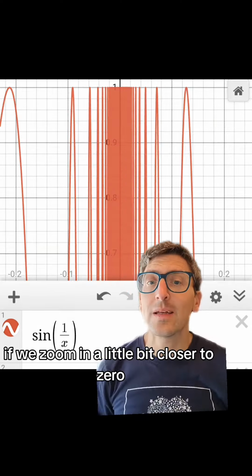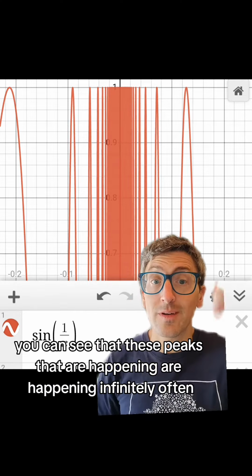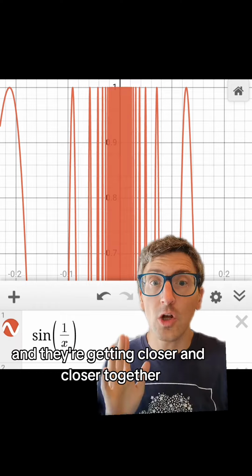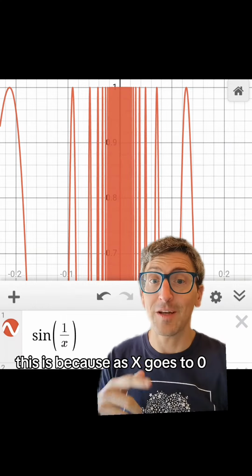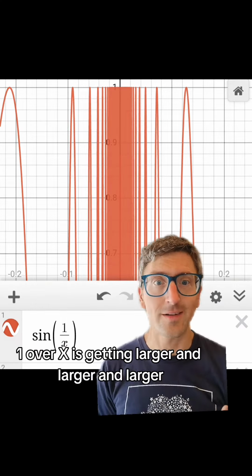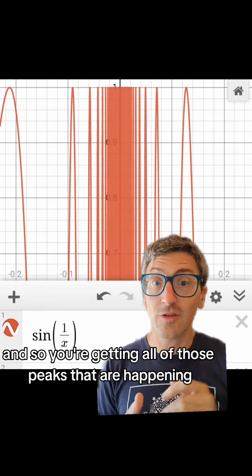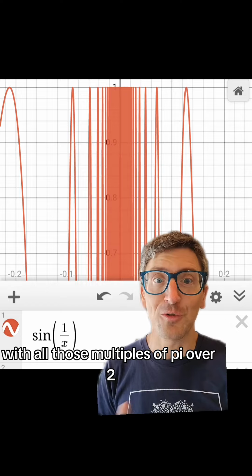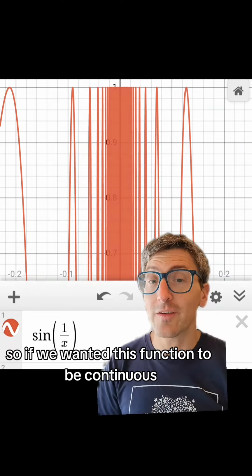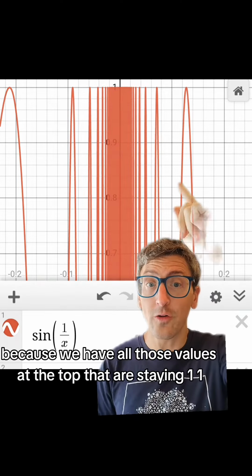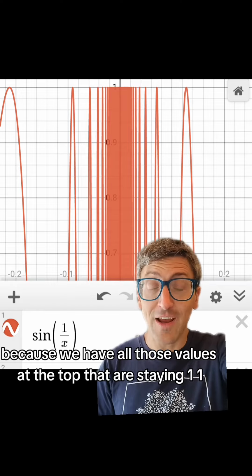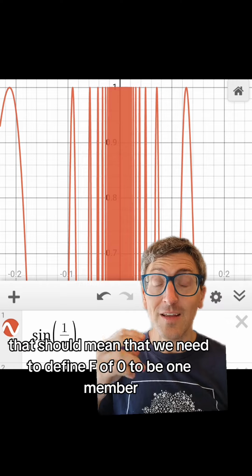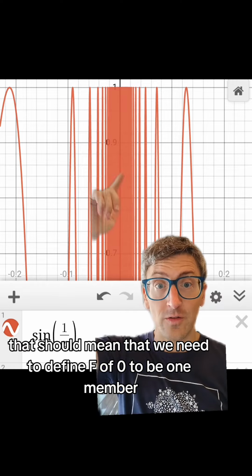Now, if we zoom in a little bit closer to 0, you can see that these peaks are happening infinitely often, and they're getting closer and closer together. This is because as x goes to 0, 1 over x is getting larger and larger, and so you're getting all of those peaks that are happening with all those multiples of pi over 2 for the sine function. So if we wanted this function to be continuous, because we have all those values at the top that are staying 1, 1, 1, 1, 1 as the function value, that should mean that we need to define f of 0 to be 1.